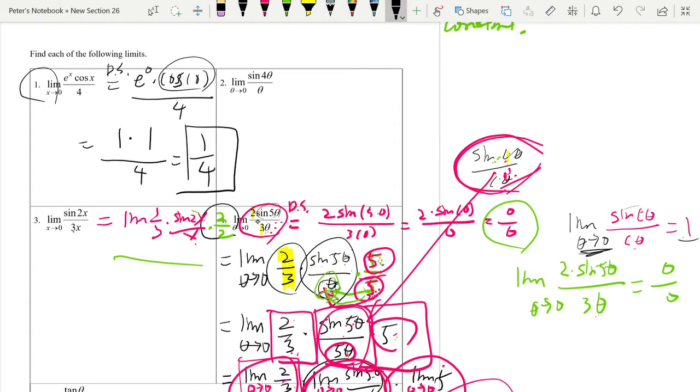Okay, limit of sine 4 theta over theta as theta approaches 0. So here again we have a similar form, but this needs to be 4. Right? But first of all, you need to do a direct substitution, which will give you sine of 4 times 0 gives you 0. So sine of 0 over 0, which is again 0 over 0.